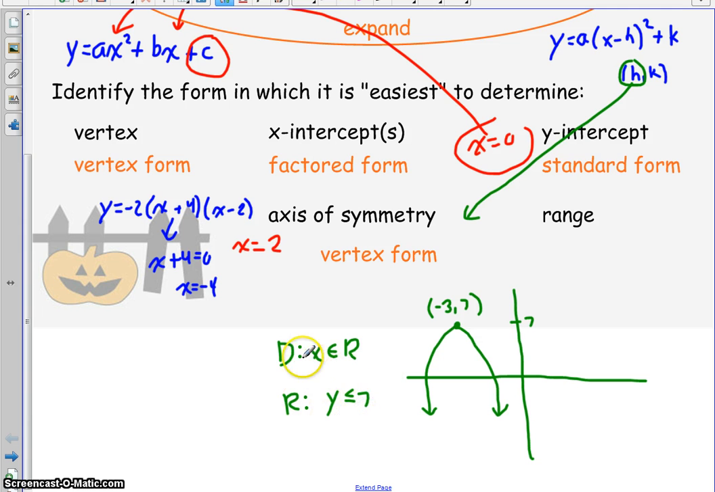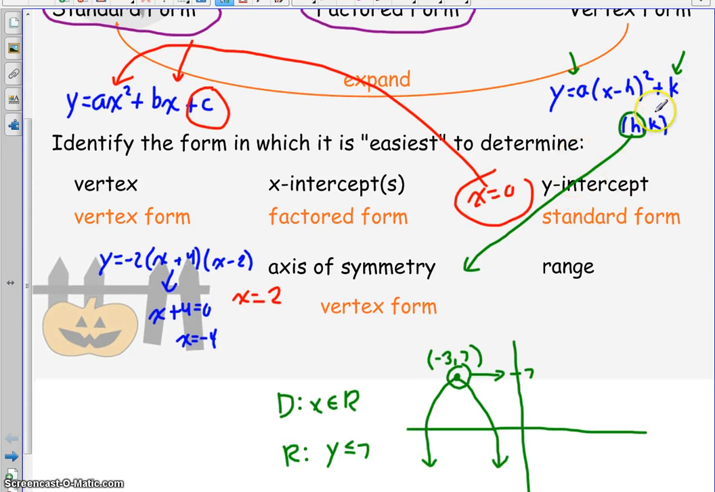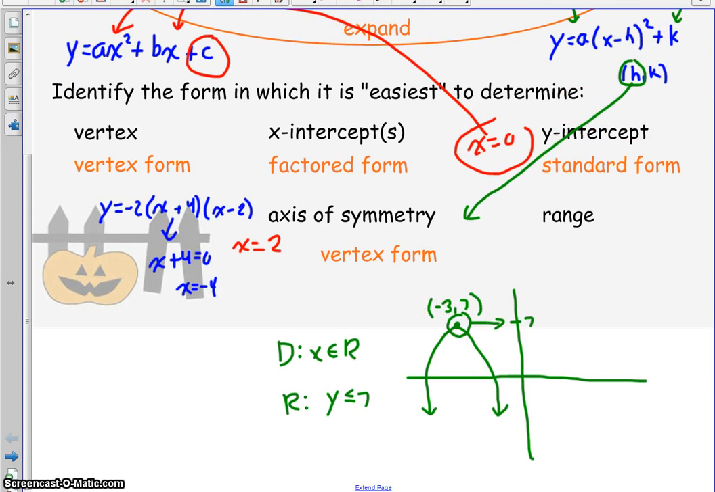So in order to get this, I need to know two things. I need to know where the vertex was, or at least where the optimal value was. And I need to know what direction it opened, because if it opened up, I'd have y is greater than or equal to 7. Since it opens down, y is less than or equal to 7. So which form gives me both the direction of opening and the optimal value? It's going to be vertex form. I get the direction of opening from the a value, and the optimal value comes from the vertex, which is (h, k), or the optimal value itself is k. So vertex form is probably the easiest one to get the range from. All of a sudden vertex form becomes very useful.